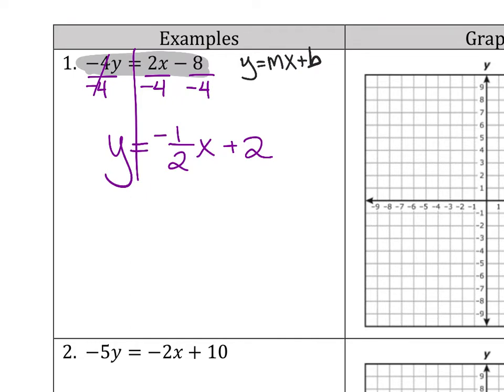It's what we did last time. We just have to rearrange. So we would circle the slope and we box the y-intercept. Did you circle just -1/2? Please do not circle the x.